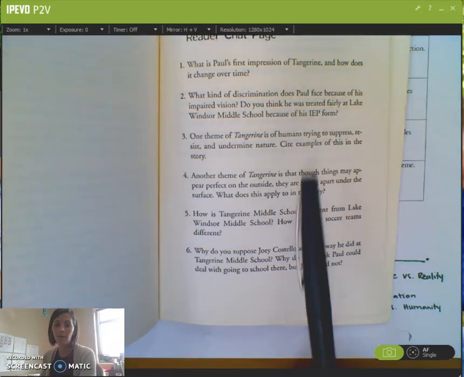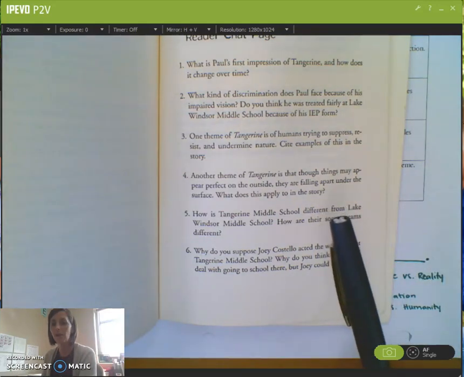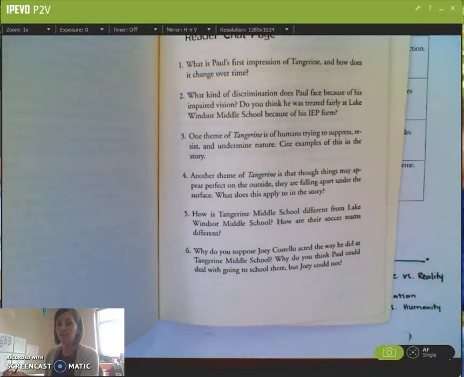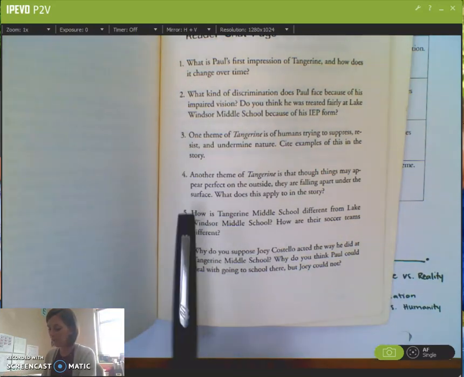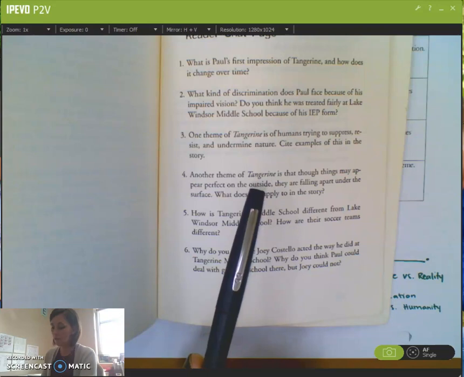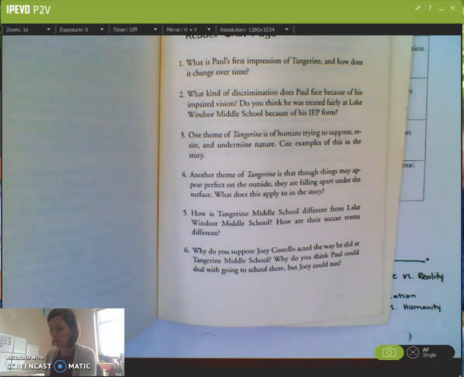So think about that. Now, right now we're not giving the full story there. Humans trying to suppress, resist, or undermine nature. Then what? Who wins, humans or nature in the book? Make a theme statement out of that. That's one option. Another one that the author gives is, it says, another theme of Tangerine is that though things may appear perfect on the outside, they are falling apart under the surface. So that is a perfect example of a theme. Though things may appear perfect on the outside, they are falling apart under the surface.